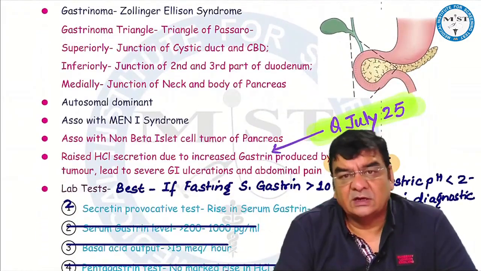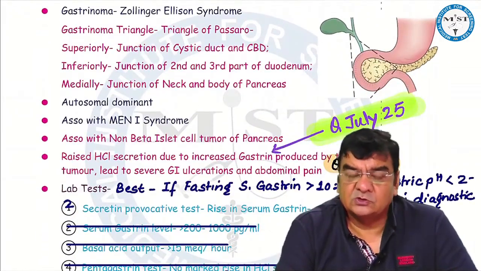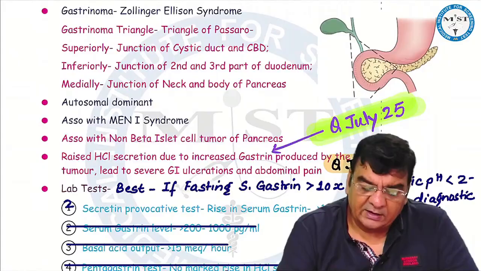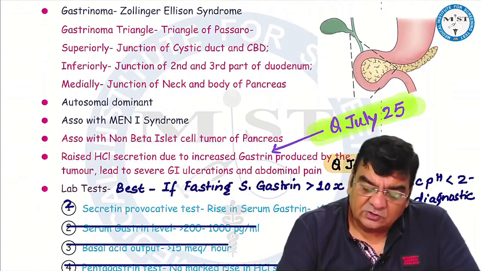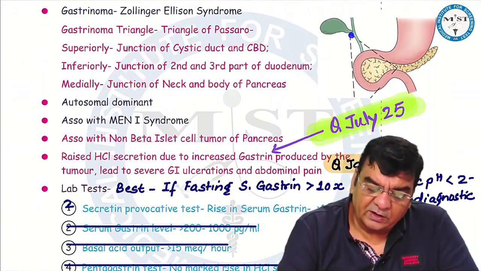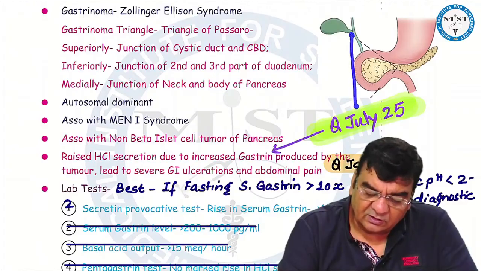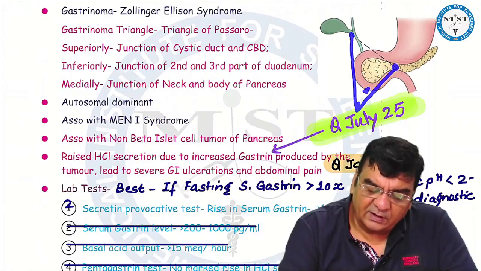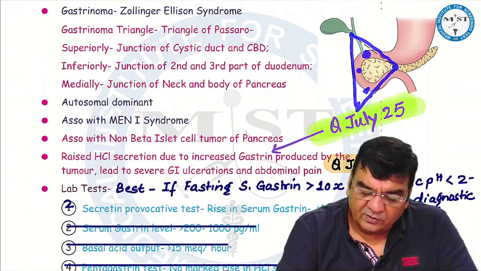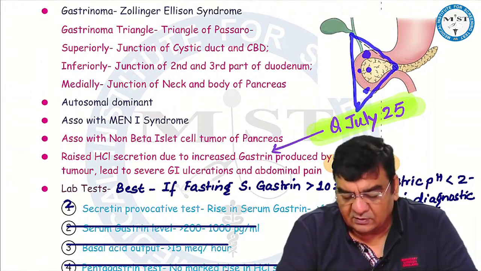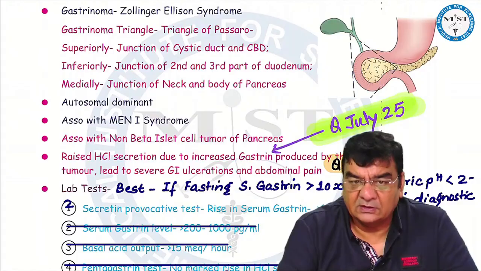Gastrinoma is a gastrin-producing tumor, Zollinger-Ellison syndrome, and it is seen in the gastrinoma triangle, which is bounded superiorly by the junction of cystic duct and the CBD, inferiorly by the junction of second and third part of duodenum, and medially by the junction of neck and body of the pancreas. So this is the gastrinoma triangle where we can find these tumors, maybe in the first part of duodenum or in the second part of duodenum or in the head of the pancreas.